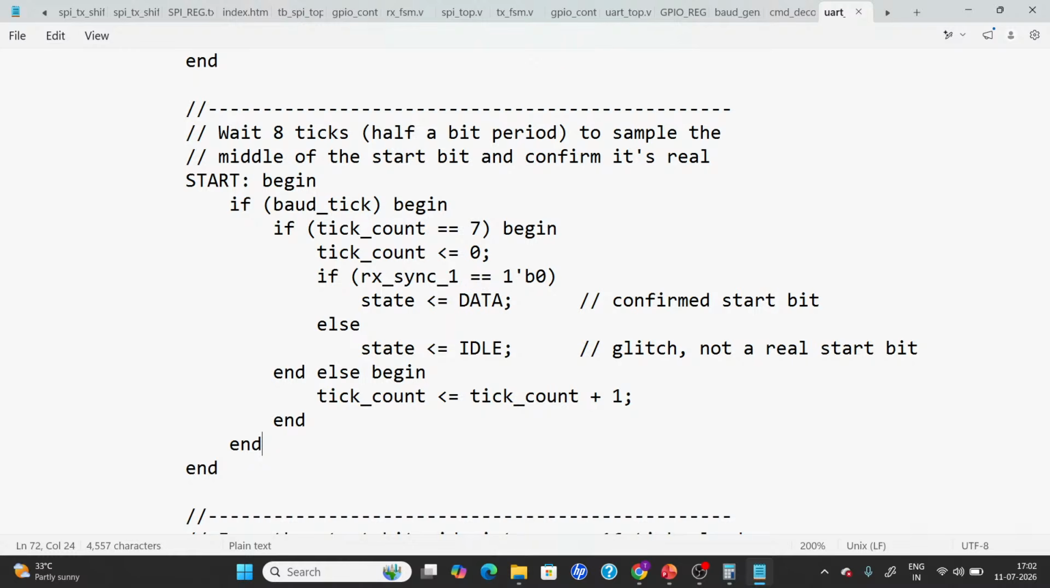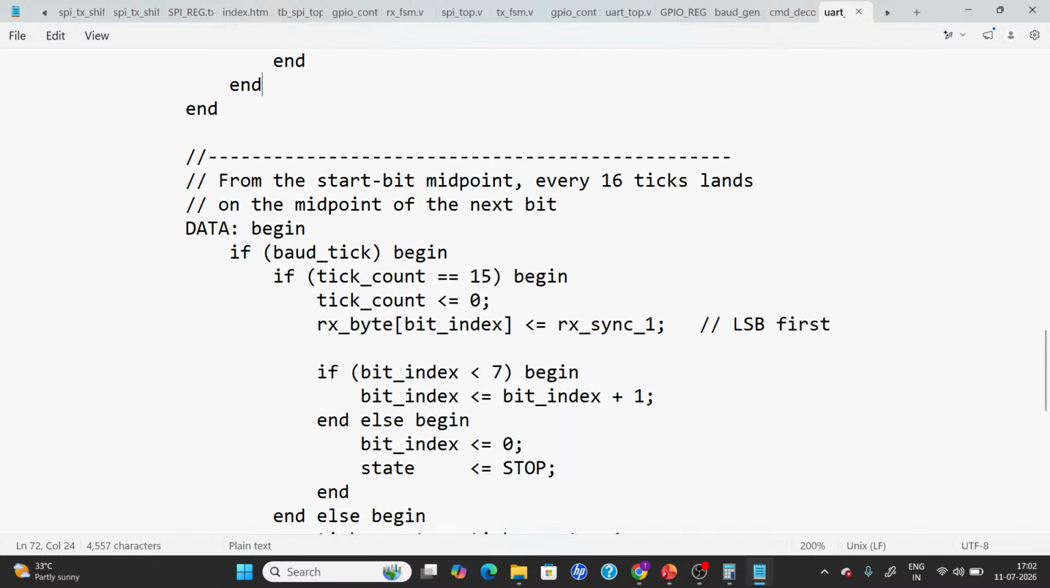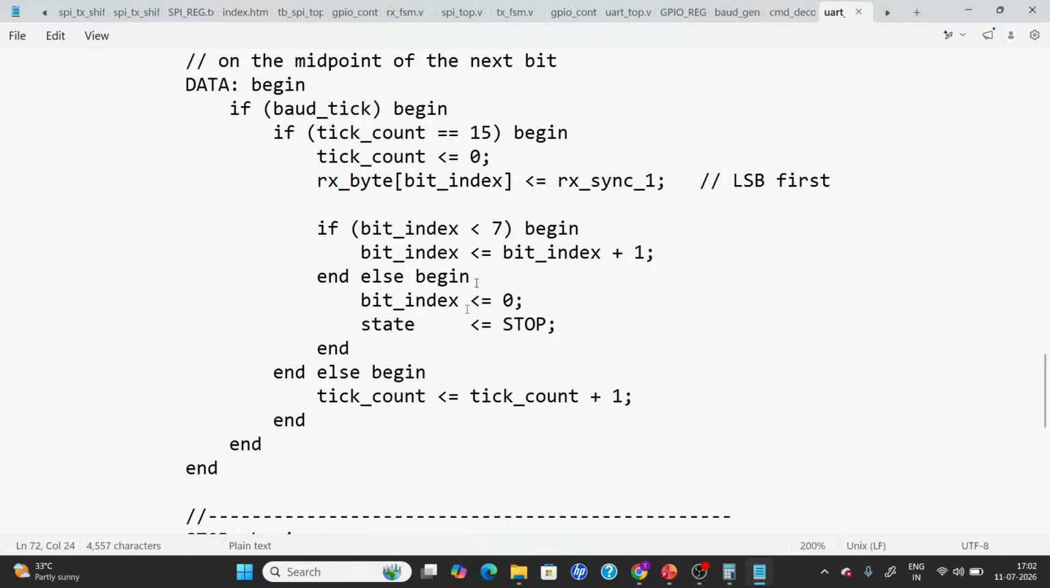Now, if I've entered into the data state, again I'm waiting for the baud tick because I need to wait for that many number of cycles. Here, if tick count is equal to 15, then tick count will be equal to 0. And whatever the data which was sent to me, I'm going to store it into my RX underscore byte. The bit index value is initially equal to 0, and this will be incremented one by one. Initially RX underscore byte will be equal to 0. Now we have something known as tick count is equal to 15. So let us try to understand what you mean by tick count and all.